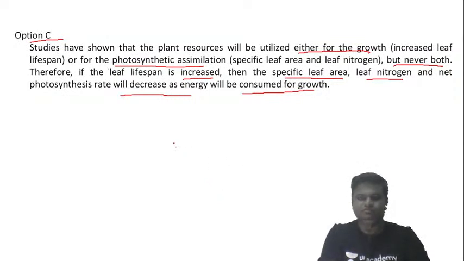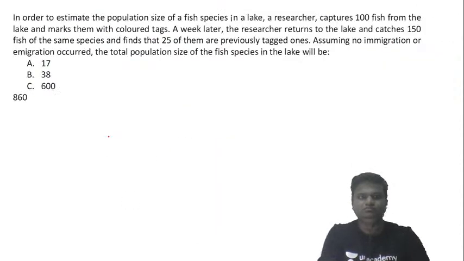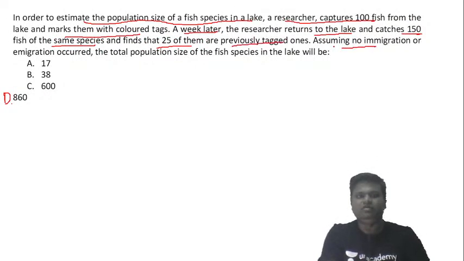So let's move to the next question. In order to estimate the population size of a fish species in a lake, a researcher captures 100 fish from the lake and marks them with a color tag. A week later, the researcher returns to the lake and catches 150 fishes of the same species and finds that 25 of them are previously tagged ones. Assuming no immigration or emigration have occurred, the total population size of the fish species in the lake will be. Option A says 17, option B says 38, option C says 600, option D says 860.